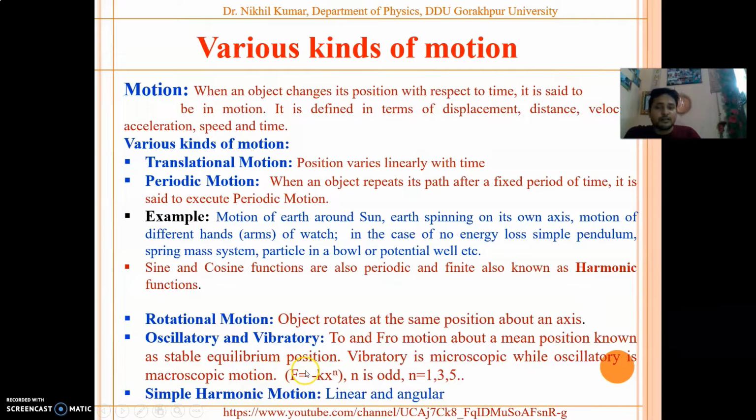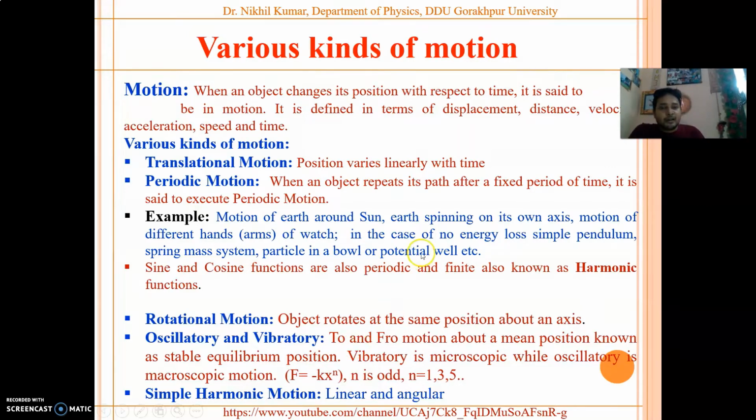So the force acting on the particle in these motions is represented as F is equal to minus k x to the power n, where n is odd, n can be 1, 3, 5 or any odd number. So at mean position, that is x is equal to 0, the force acting on the particle or object is 0. That's why the mean position is also known as stable equilibrium position. That means the potential energy has a minimum at this mean position.